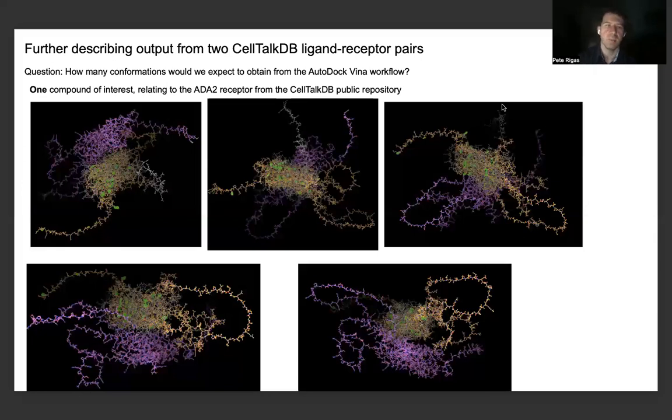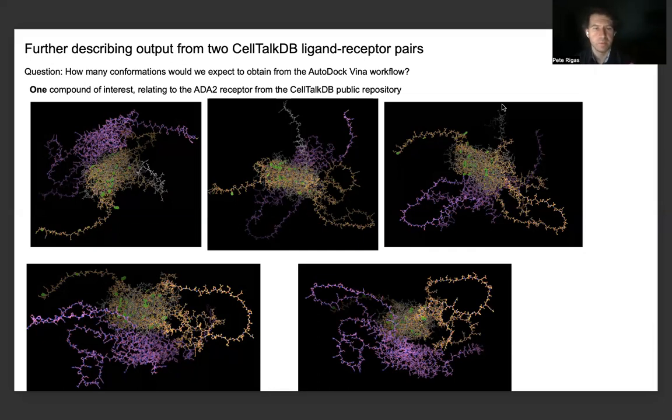And we can further describe what type of output we get from AutoDock Vina by looking at one compound of interest from the CellTalkDB repository, in which this compound of interest is related to the ADA2 receptor. And the question that we would like to examine is how many conformations we would expect to obtain from this computational chemistry workflow from AutoDock Vina. And this is demonstrating several different perspectives of the three-dimensional structure that we can get from the ADA2 receptor, as well as the corresponding ligand, which is provided to us on the CellTalkDB website.